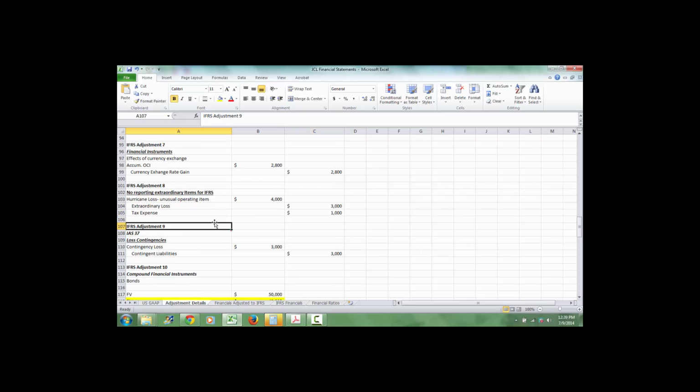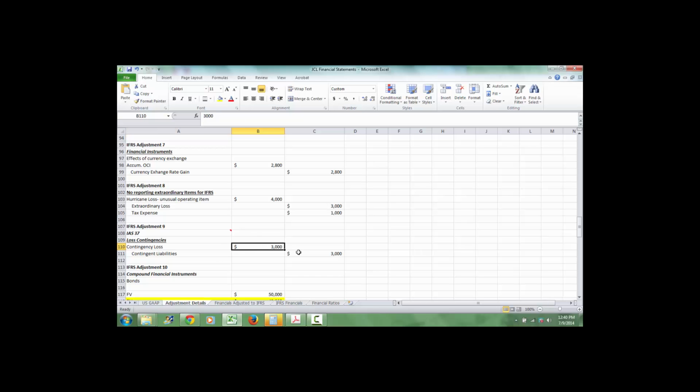IFRS adjustment number 9, as you read through the problem, IAS 37 says that contingency losses must be recorded if it is more than likely instead of likely. According to US GAAP, the word likely is defined as more than 70%. According to IFRS, more than likely is more than 50%. So since this contingency was more than 50%, you're going to have to recognize a contingent liability, and we're going to have a contingency loss.